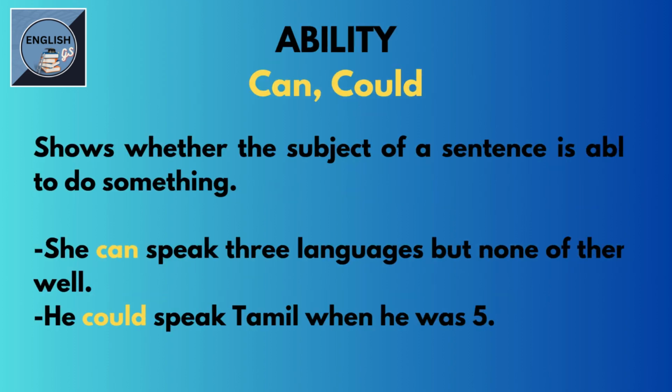Next one is ability. It shows whether the subject of a sentence is able to do something. She can speak 3 languages, but none of them well. He could speak Tamil when he was 5.